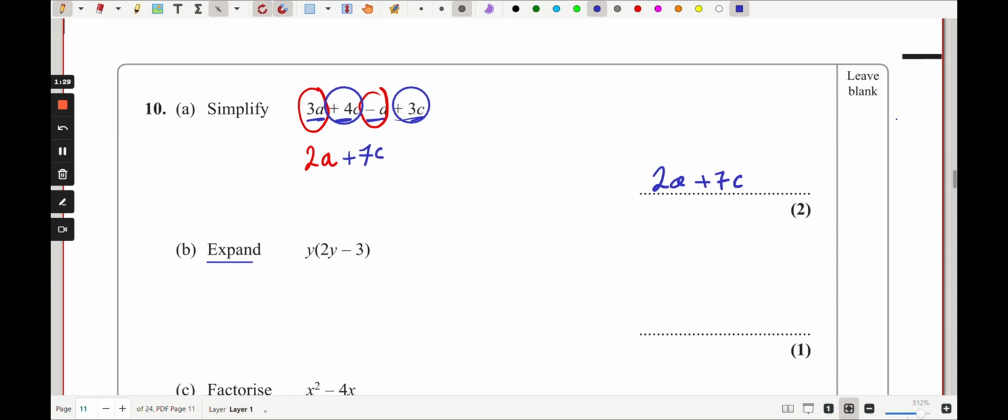the brackets. So y times 2y is 2y to the power of 2, minus y times 3 is 3y. So our answer is 2y squared minus 3y.